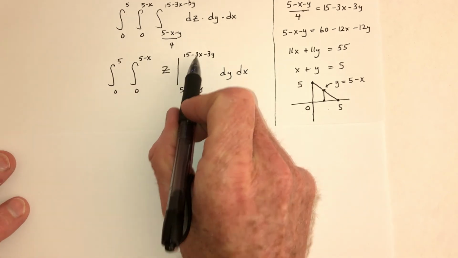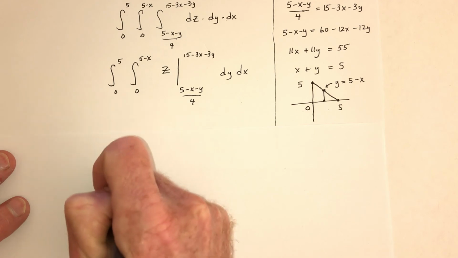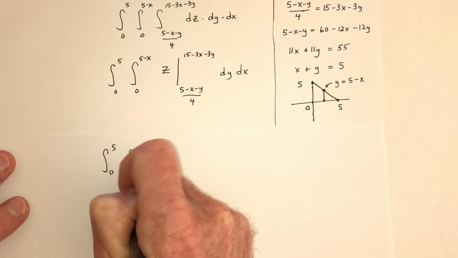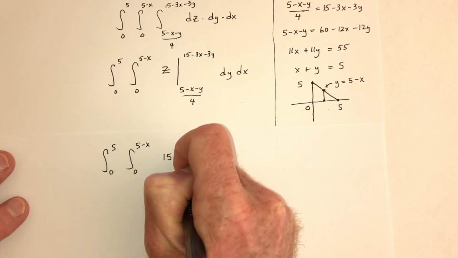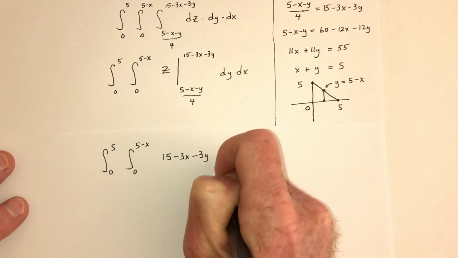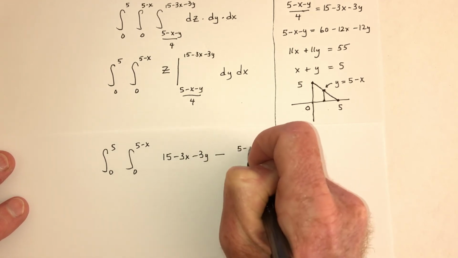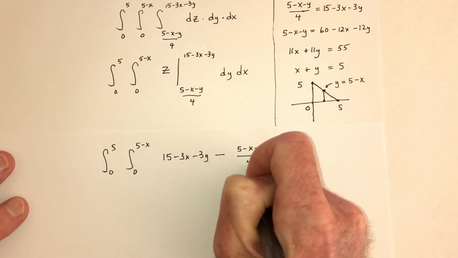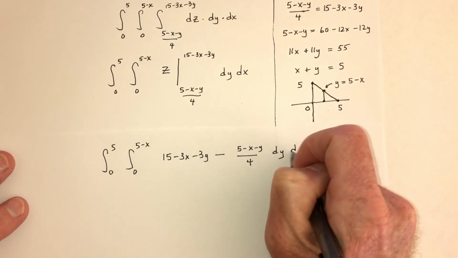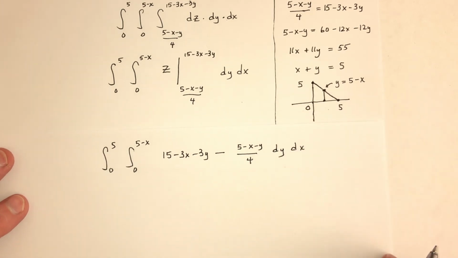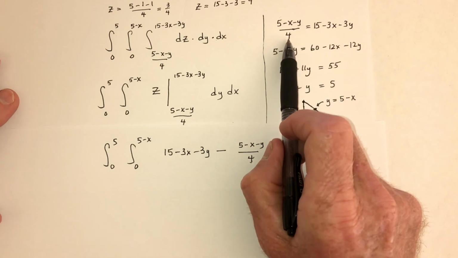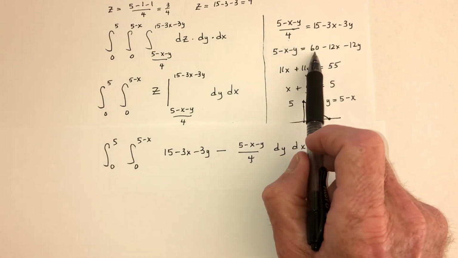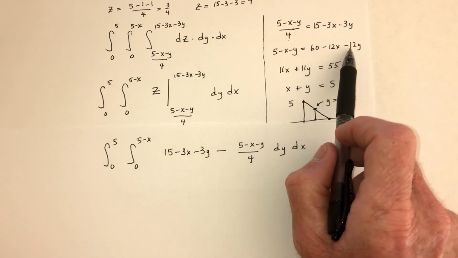So that means it's going to be the top one minus the bottom one. So the top one, 15 minus 3x minus 3y, and then minus the bottom one, and then dy, and then dx. So I don't want to deal with this fraction. Much like over here in this algebra, I didn't want to deal with the fraction, so I multiplied on the other side, and this became 60 minus 12x minus 12y.